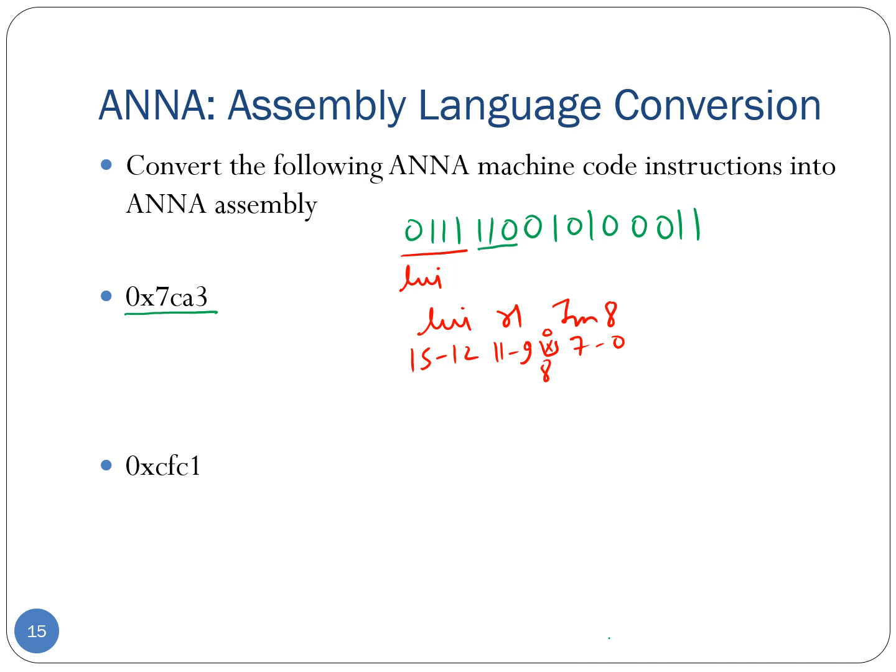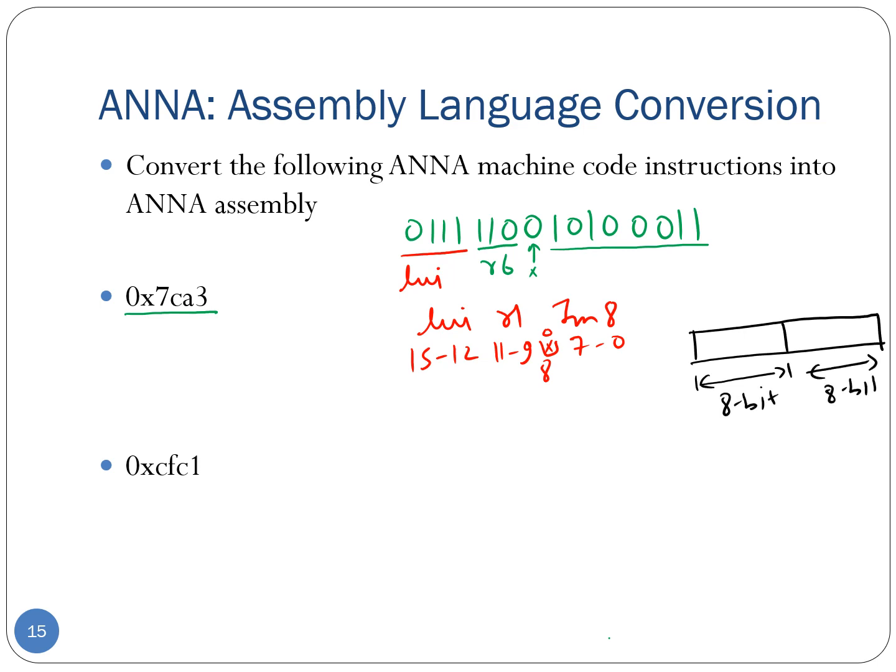So this next 3 bits would be your destination register. This is your unused bit, and then these last 8 bits, this is your immediate 8 value. So 110 is register R6, and now here pay attention, because this is LUI instruction. Recall that if this was your 16-bit register, the LUI instruction is only responsible for initializing this higher order 8 bits, right? It doesn't know anything about these lower order 8 bits.